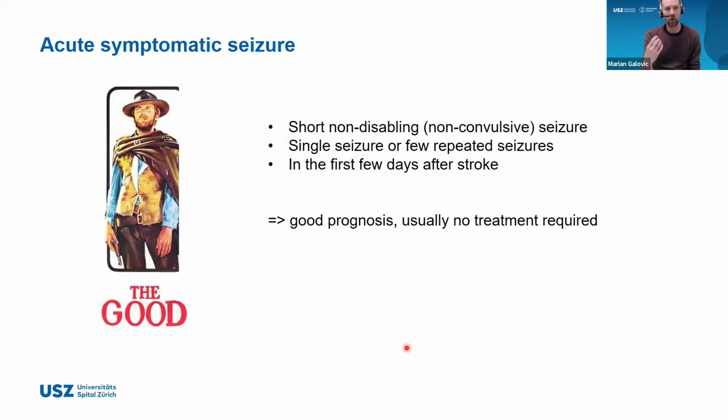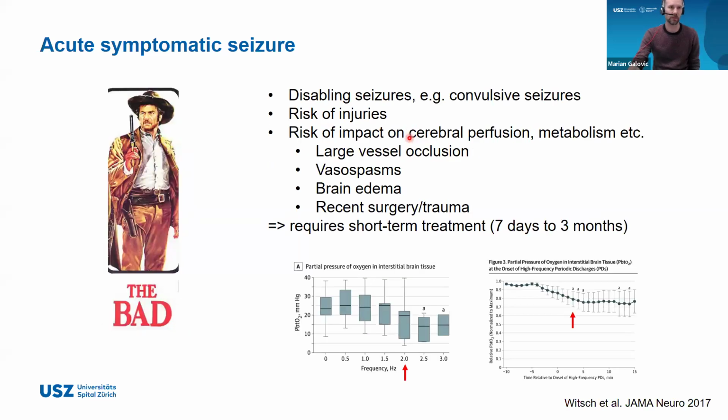So what are the good acute symptomatic seizures? These are usually short and non-disabling seizures, frequently non-convulsive or very short seizures that do not cause convulsions. These are typically single seizures, only a few repeated seizures, and they occur in the first few days after stroke. These have a very good prognosis, and usually no treatment is required. But then we have the bad seizures. These are disabling seizures like convulsive seizures, which are associated with the risk of injuries.